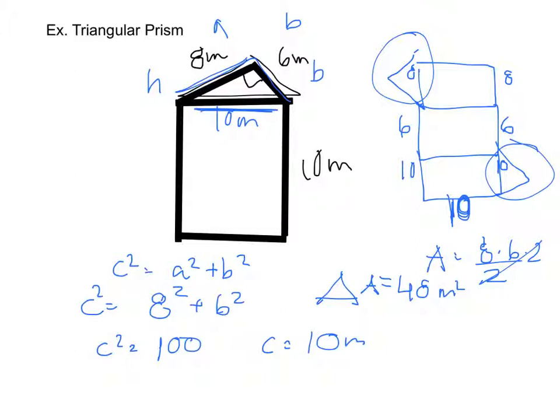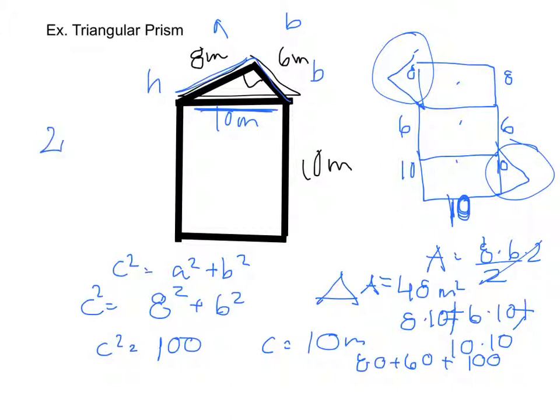And then we can find the area of each of our sides, which is going to be 8 times 10, 6 times 10, and 10 times 10. And if we add those all up, we get 80 plus 60 plus 100, which is going to add up to 240. I'm going to go over here, put this 240, and then plus our 48 from our triangles. We're going to get a total of 288 meters squared.